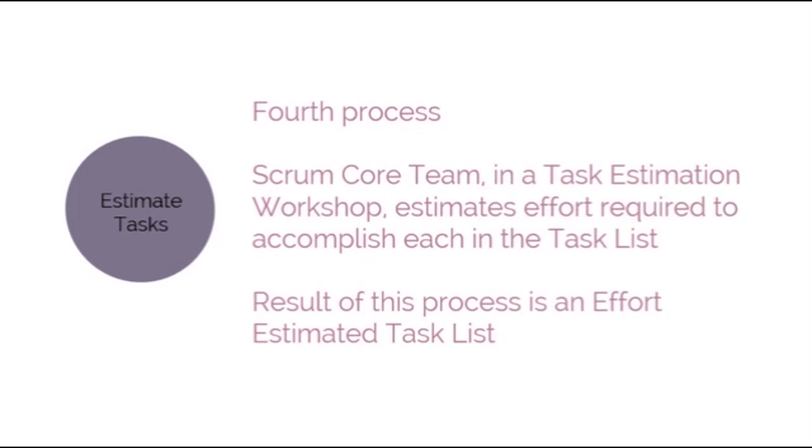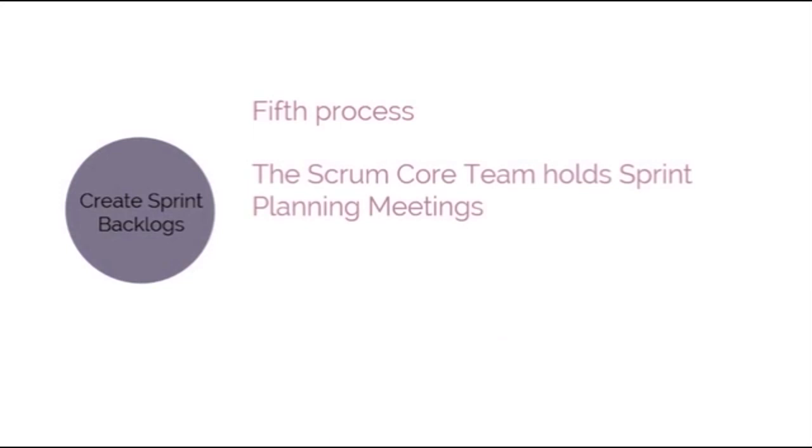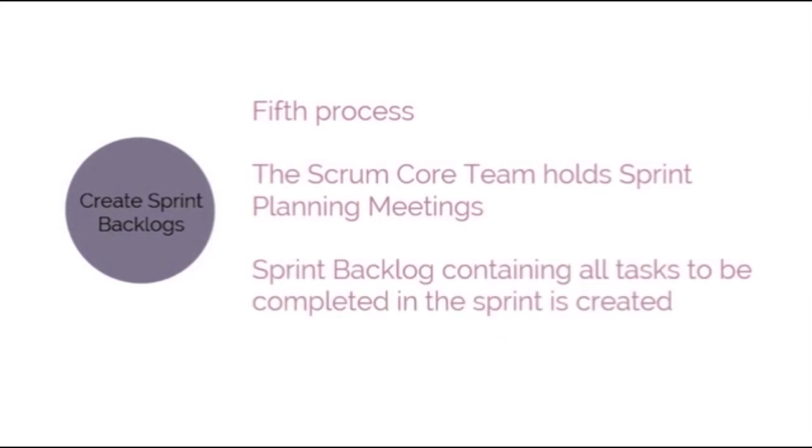The last process conducted during this phase is create Sprint Backlog. In this process, the Scrum Core Team holds sprint planning meetings, where the group creates a sprint backlog containing all tasks to be completed in the sprint.